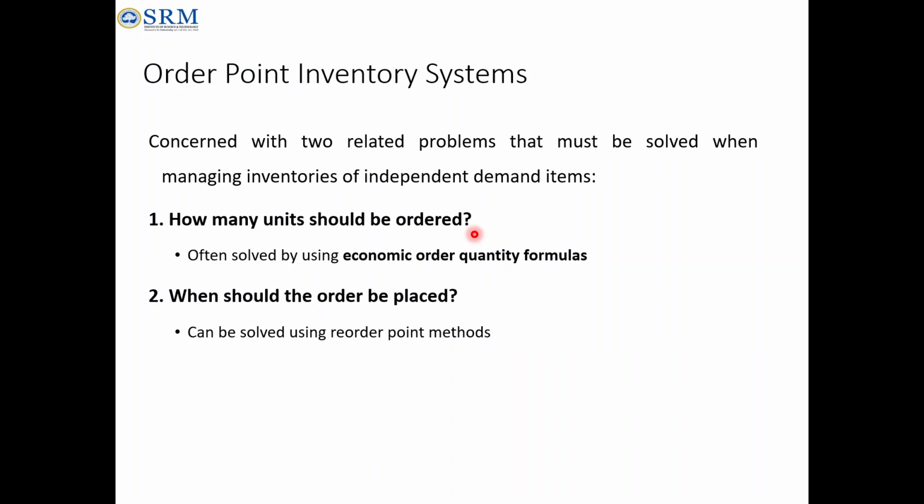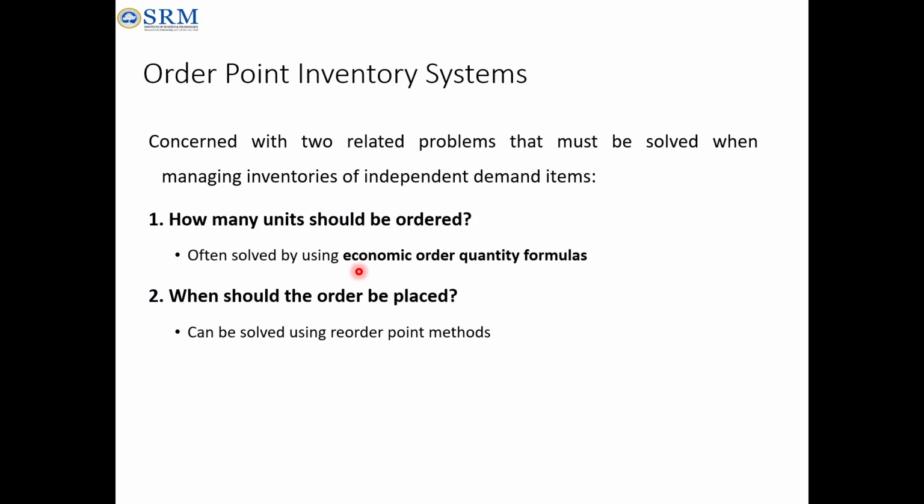Okay. So in that, two questions again concerned with the two related problems that must be solved when managing inventories and independent demand items. So how many units should be ordered? Okay, so how many units we have to order, and when the order should be placed. These two questions are also very important. How many units should be ordered? We can get answers for that through this analysis or formula.